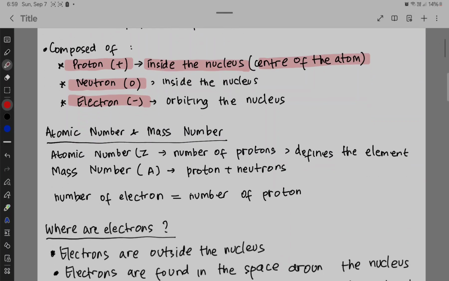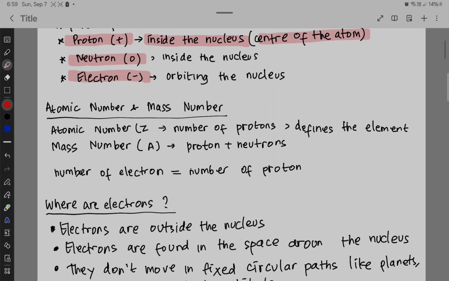We need to know about atomic number and mass number. The atomic number represents the number of protons. The mass number represents the sum of the number of protons and neutrons. And how many electrons does an atom have? The number of electrons is the same as the number of protons.